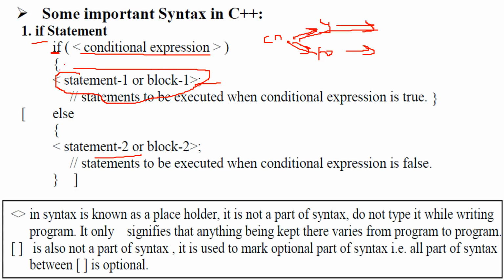And in case this condition fails, it is not true, then the compiler will transfer its control to the else part. So this if by itself is complete. You don't need to use else. You need else only when you want something to be done when the condition fails also.